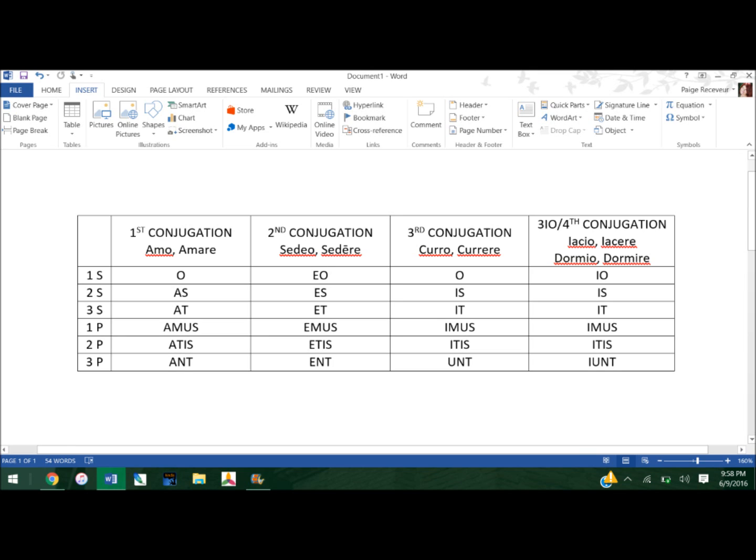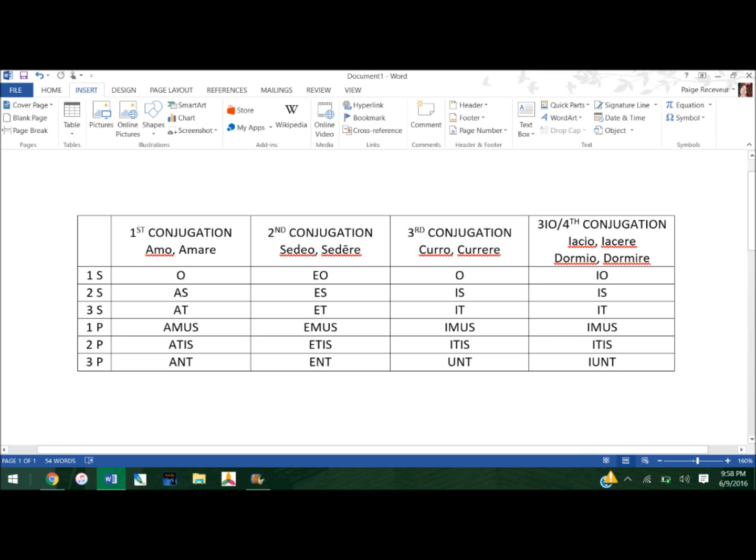Then we would go to third, which we'd go to the second principal part, realize that E, short E, is not strong, and you would change it to an I everywhere except for the last one, which you would change to a U. Again, this is just the shortened version, so it's O, IS, IT, IMUS, ITIS, UNT.